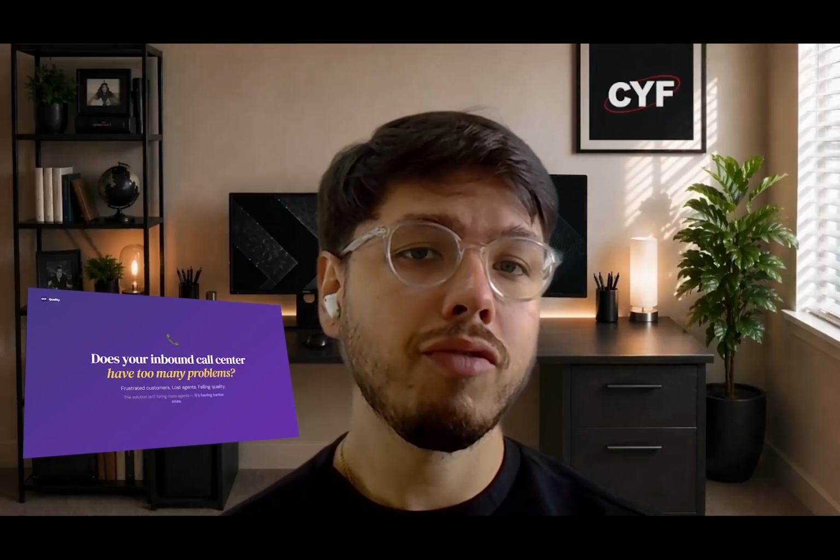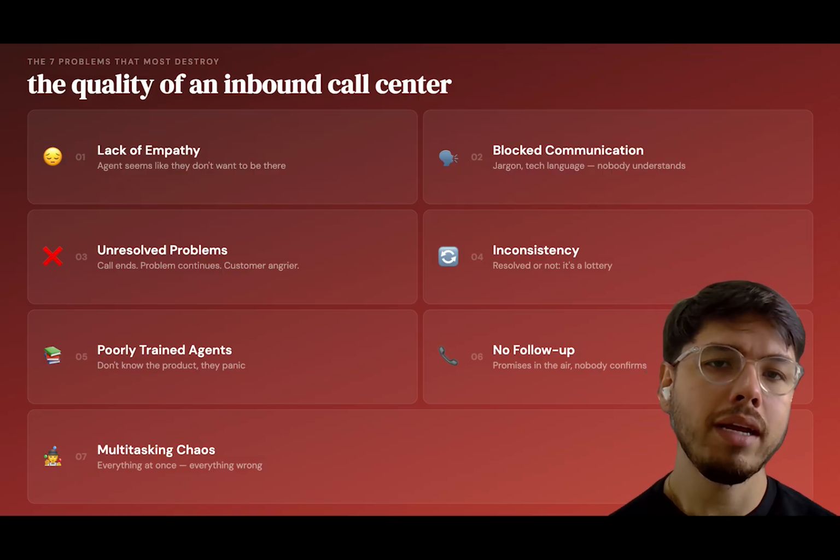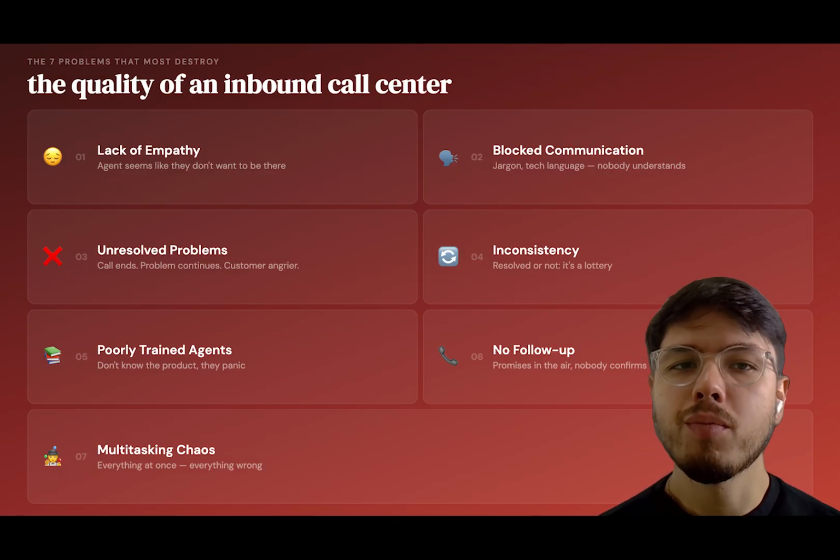With a quality monitoring form in Excel you can use right now, without waiting for anything. I'm going to show you how to evaluate inbound call quality the right way. Let's go through the 7 problems that most destroy the quality of an inbound call center.